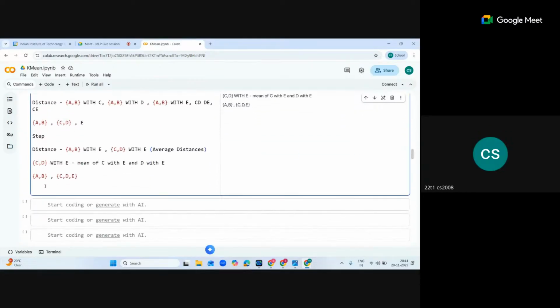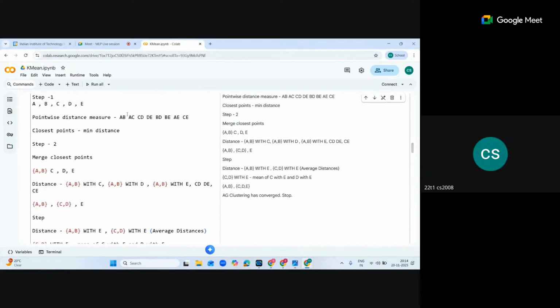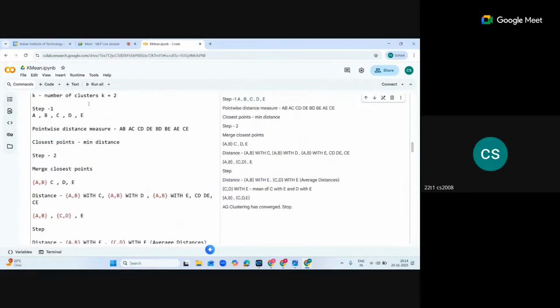That means we can say AG clustering, agglomerative is also short-formed as AG clustering, has converged. So now we'll stop. This stopping obviously depends on how many clusters there are. Suppose I say n clusters is 5. If n clusters is 5, that means I already have 5 clusters, so I don't need to do anything, it has already stopped here. If I say n clusters is 4, I'll stop here.